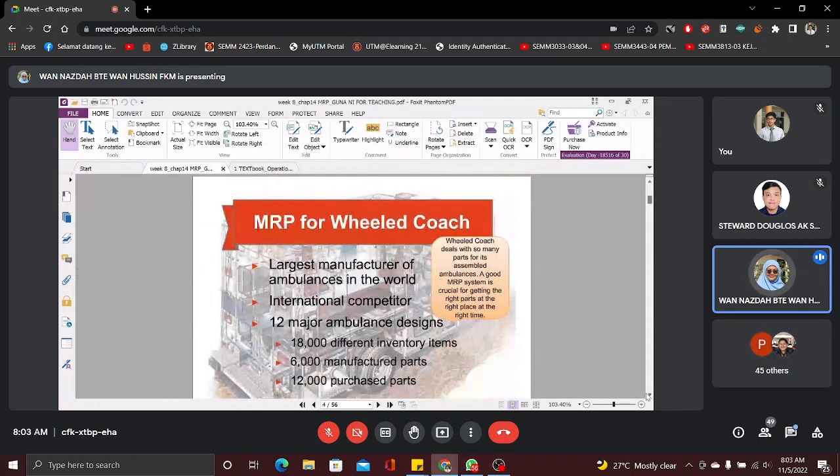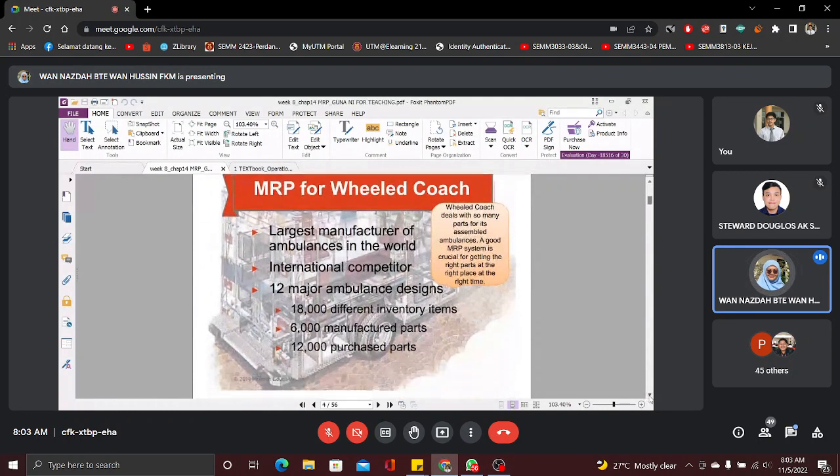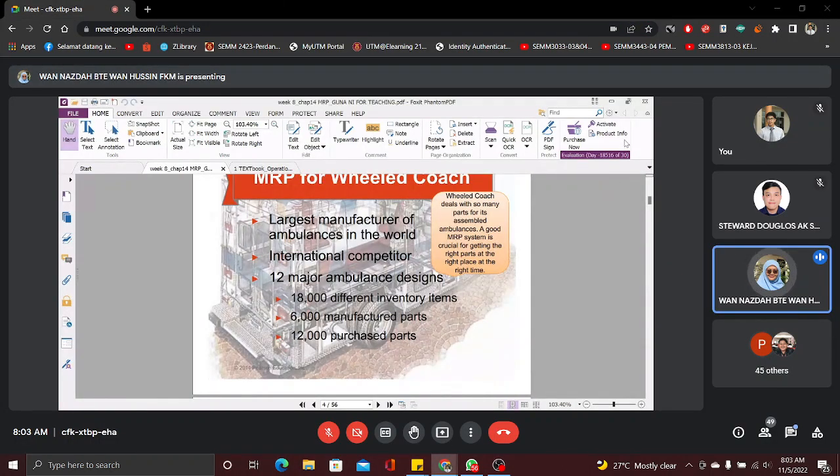Saya rasa nota ni is very handy. Semua dah diceritakan. Alright, this wheel coach case study is a very good case study for you to understand how people place an order for dependent demands. So what are they producing? They are producing dia apa ni? Ambulance. Okay, this company is producing ambulance.